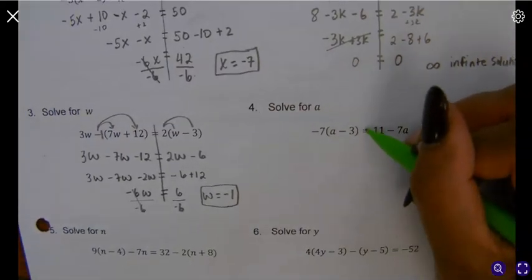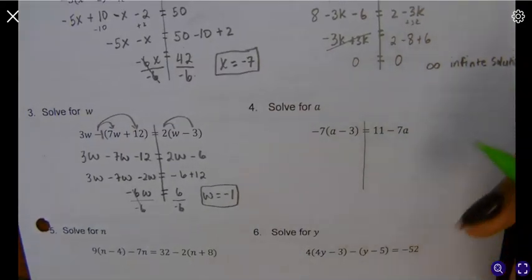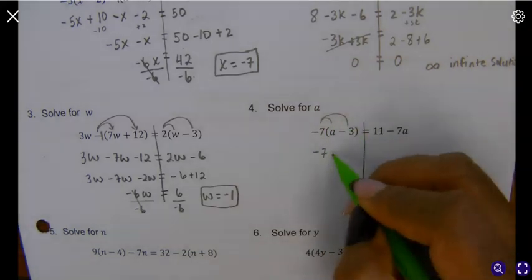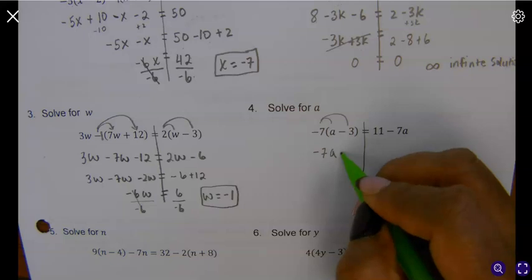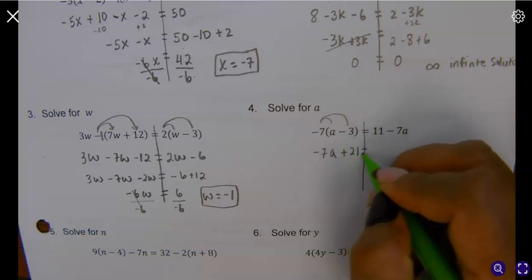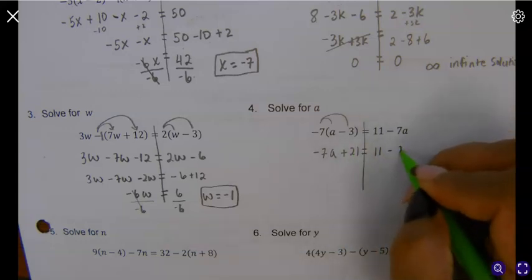Alright, this one, we're going to go ahead and distribute this negative 7. So negative 7 times a is negative 7a. Negative times a negative is a positive. 7 times 3 is 21. And then 11 minus 7a.